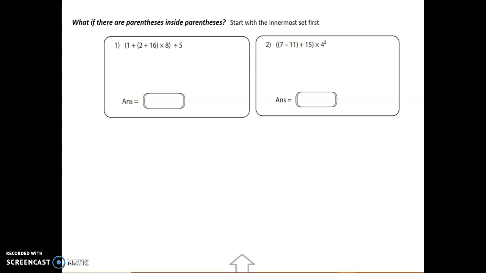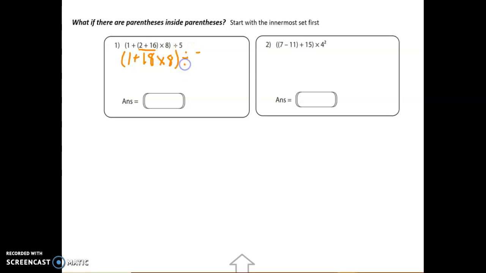So again, when I say we're working from the innermost first, we would go the farthest in. This is the innermost set of parentheses, so this is where we would start. 2 plus 16 is going to give us the value of 18. And again, we would just copy everything else exactly how you see it.